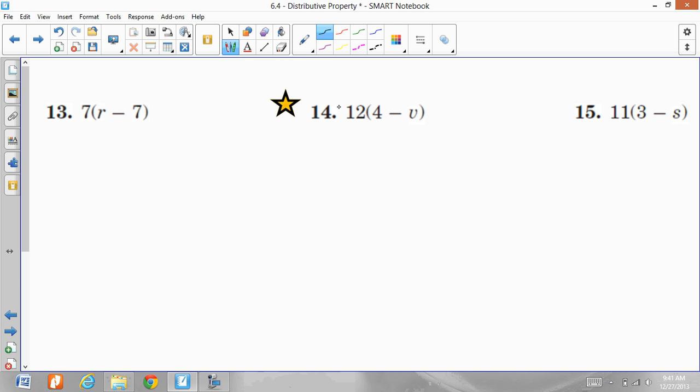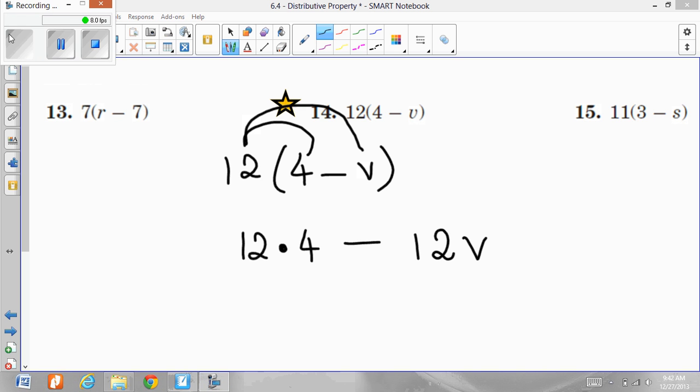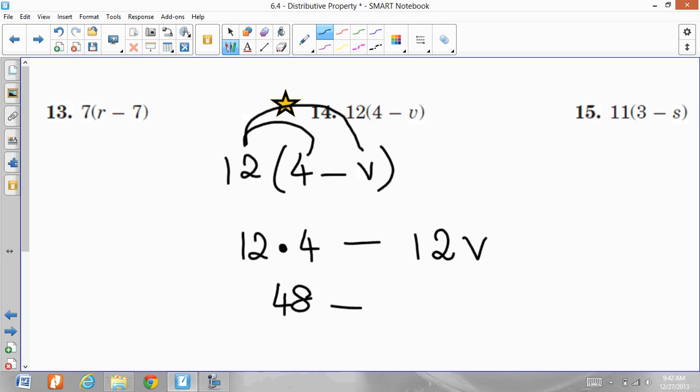Focus on question number 14. So you have 12(4 - v). So 12 on the outside multiplies the 4 on the inside. So that will be 12 times 4. The dot means multiply. 12 on the outside multiplies the v to give you 12v, minus over here. 12 multiplies 4 to give you 48 minus 12v, and that is using your distributive property.